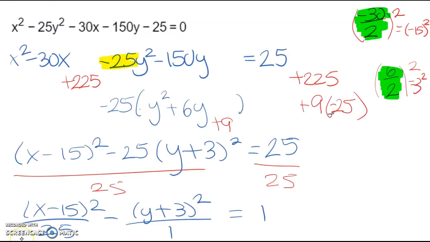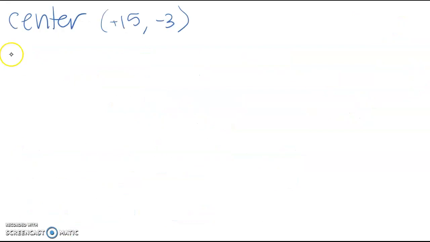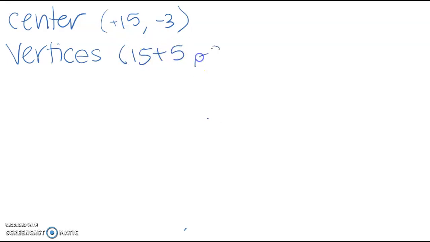Okay. This particular hyperbola, if you go back to it, is also in the x direction, which means we're going to change the x coordinate. So for the vertices, we had a 25 under our x squared term, which means that we need to change x by 5 in each direction, right? Because we're taking the square root of that. So I have 15 plus 5, comma, negative 3. And 15 minus 5, comma, negative 3.